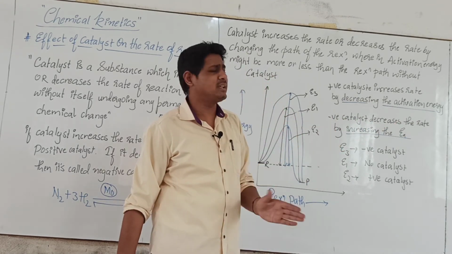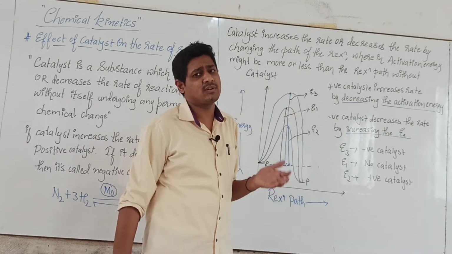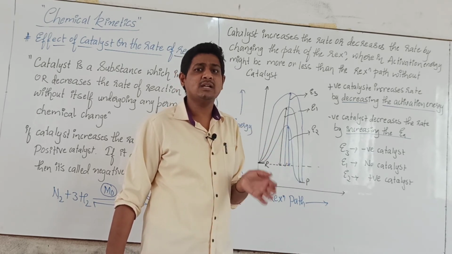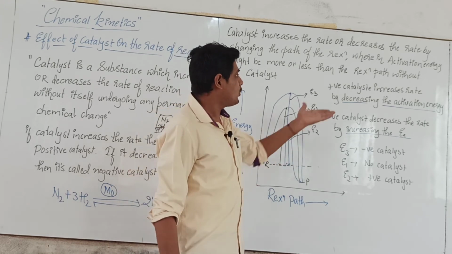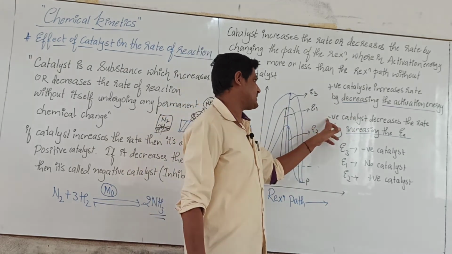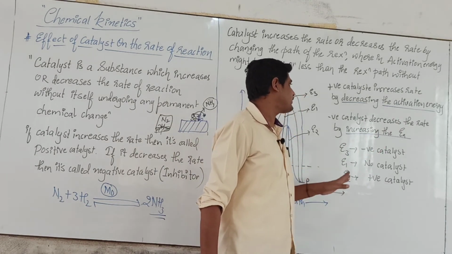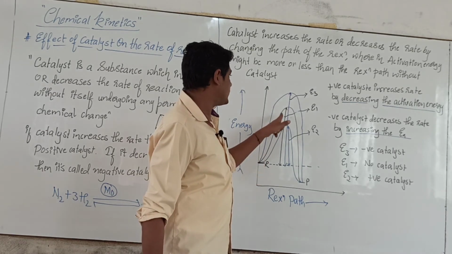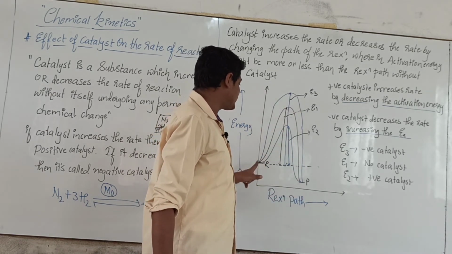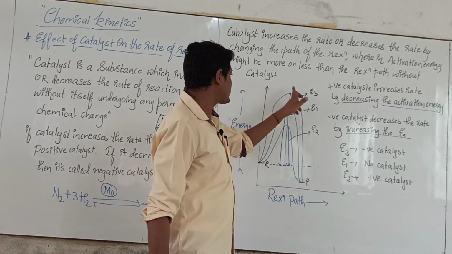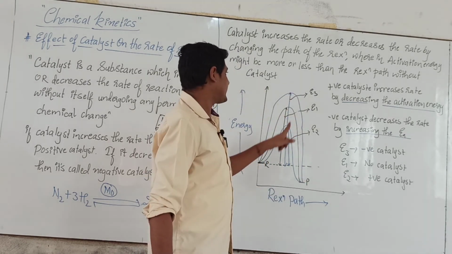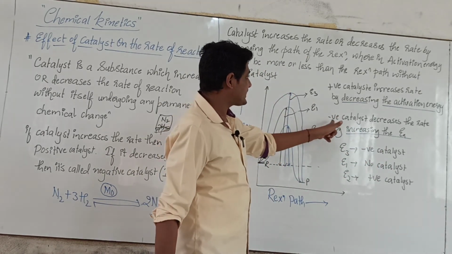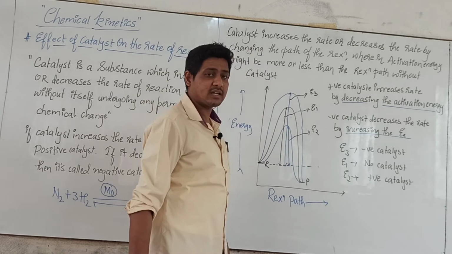These tricky single 1 mark questions will be asked in CET. How does a positive catalyst increase the rate? By decreasing the activation energy. Now opposite to this, negative catalyst. A negative catalyst decreases the rate of reaction by increasing the activation energy. You can see the black color again, that is the path of the reaction without catalyst. Now you can see the upper blue color. That is E3. E3 is a negative catalyst.